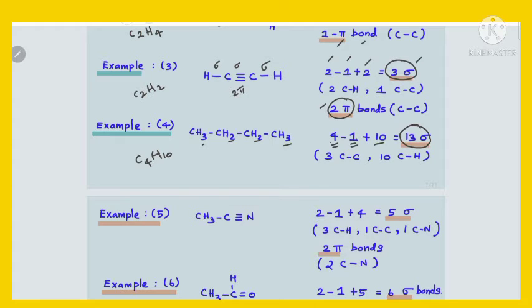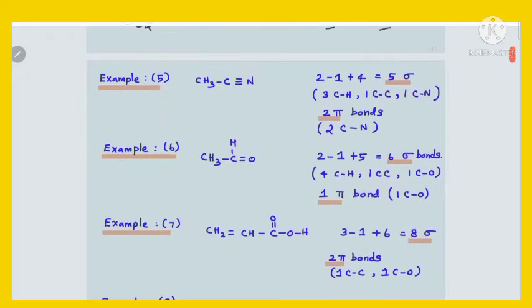Among the 13 sigma bonds, 3 sigma bonds are between carbon and carbon actually. So these are nothing but carbon-carbon sigma bonds. Then there are 10 carbon-hydrogen sigma bonds. So totally 3 plus 10, 13 sigma bonds are there. Okay. Right. So now example number 5.